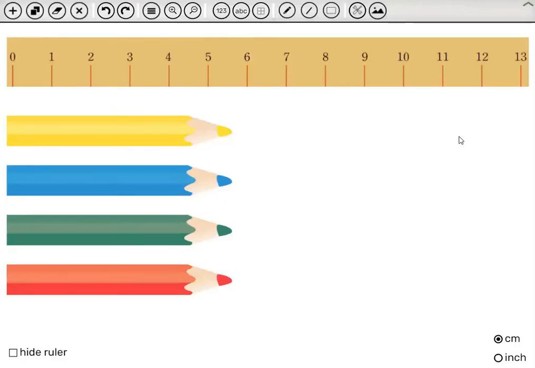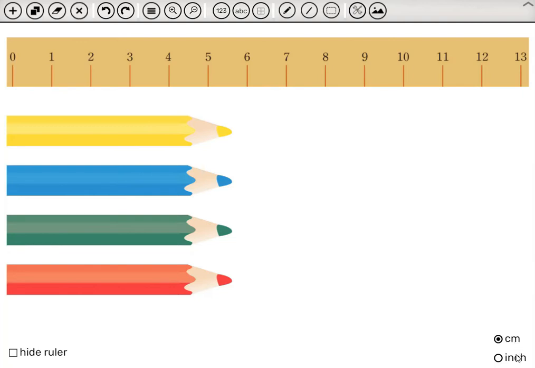Welcome to the Measurement app. This app can be used to introduce the ruler, and this can also be used to present different mathematical problems. So, as we see, we have a ruler on the screen, and we see we are in centimeter mode.